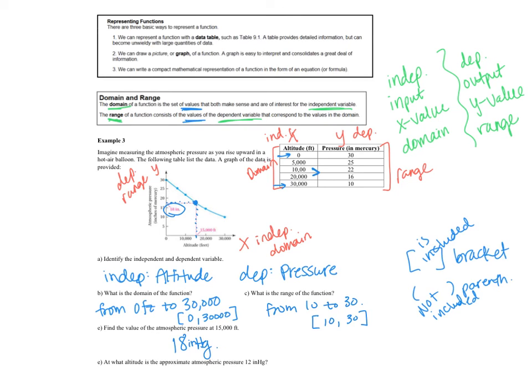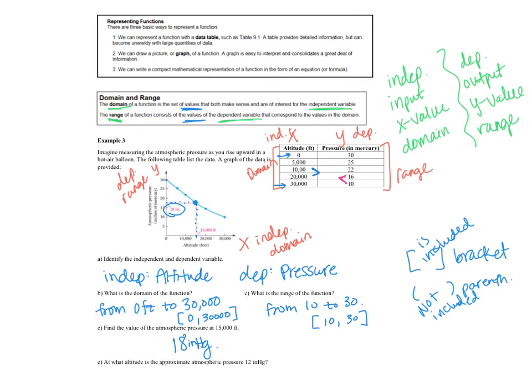Then the last question says, at what altitude is the approximate atmospheric pressure 12 inches mercury? Again, I can read from my table if I wanted to and make an estimate. If I was looking at my table, what I would need to do is come over here and say, okay, it's going to be somewhere between 10 and 16. So I would be somewhere between 20,000 and 30,000.